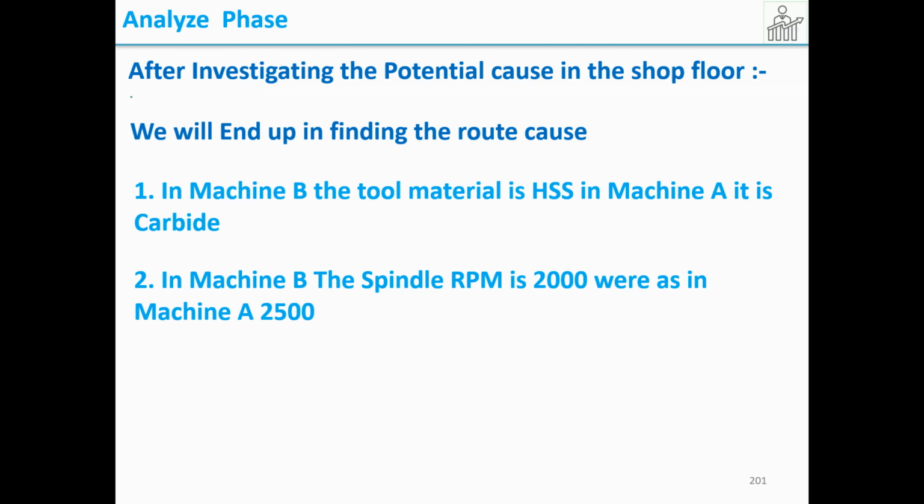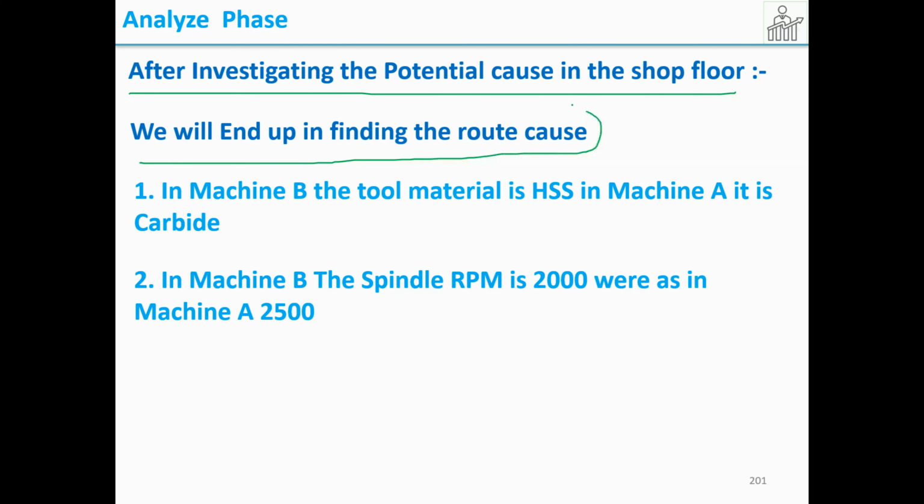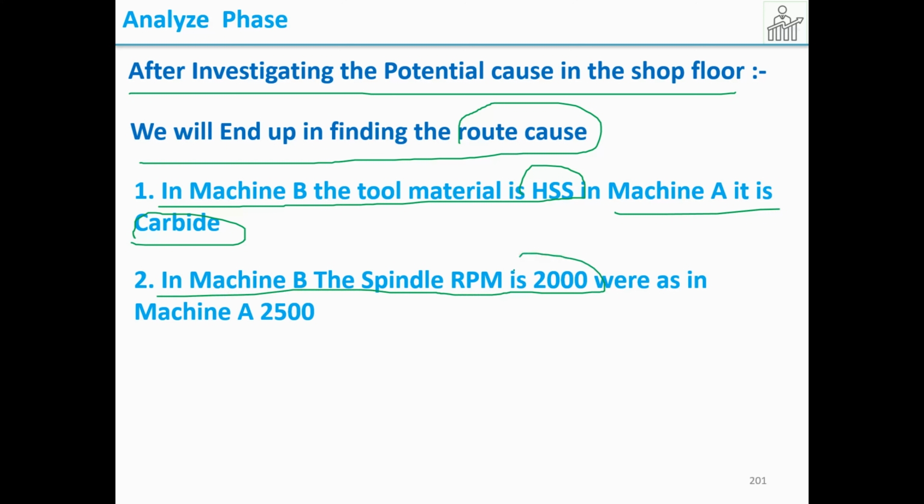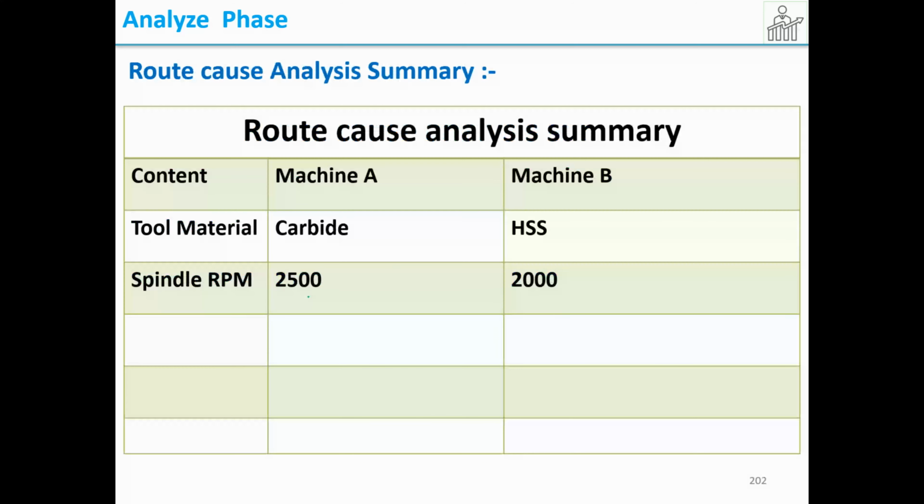So after investigating the potential causes on the shop floor, we will end up finding the root cause in the analyze phase. In this example, in machine B, the tool metal is HSS. In machine A, it is carbide. So they have found this for the dimension variation. In machine B, the spindle RPM is 2000, whereas in machine A it is 2500. So these are the two observations they made after doing Gemba analysis.